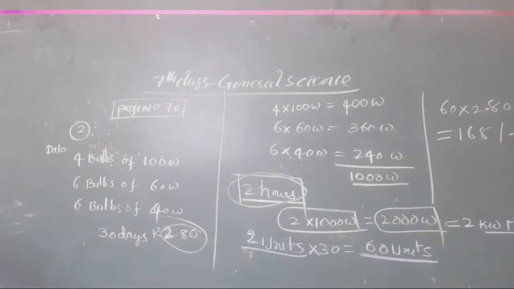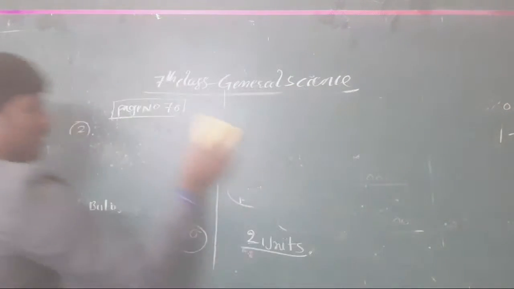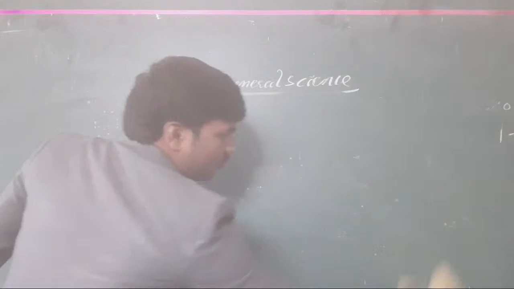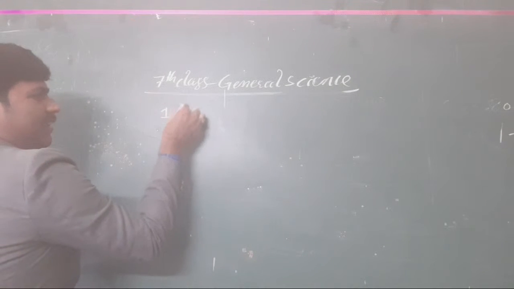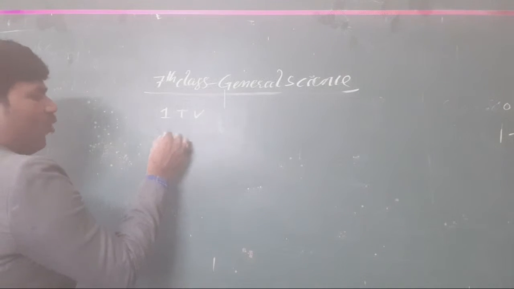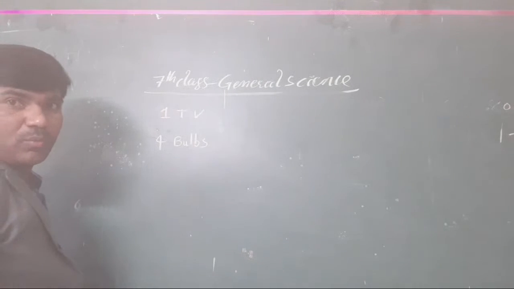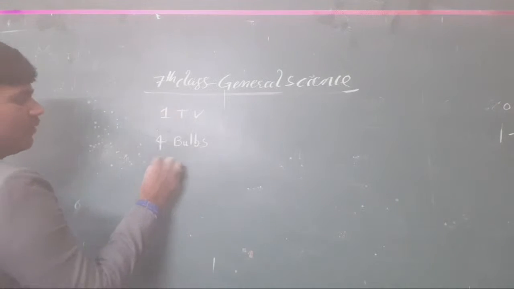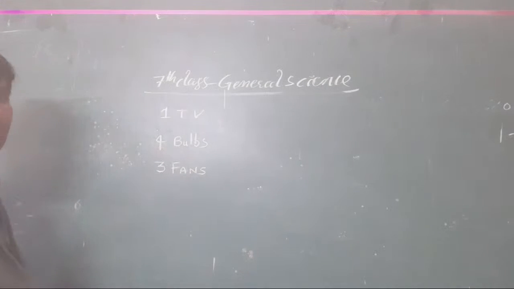Now, in case the problem is not given like that, the problem is given for us in this mode. Once again, I am taking one more problem here for you. In our home, we have 3 consumers. One is a TV. Another one, there are 4 bulbs. One TV, 4 bulbs, 3 fans. Okay, clear or not all of you?